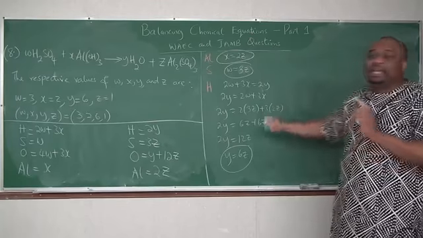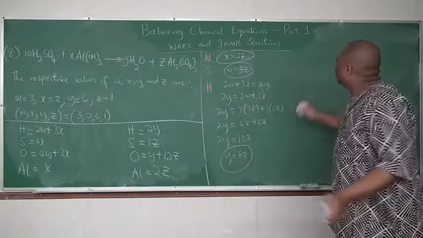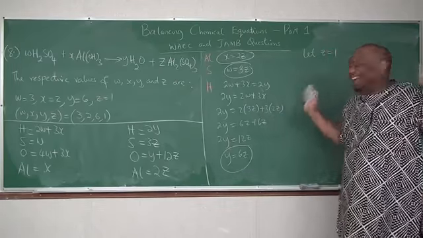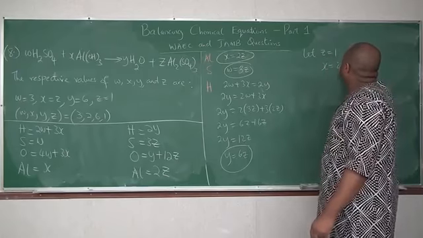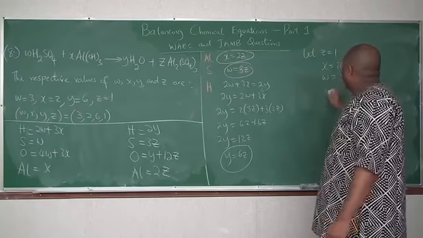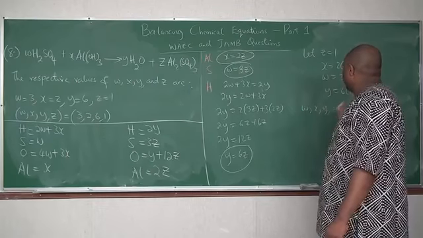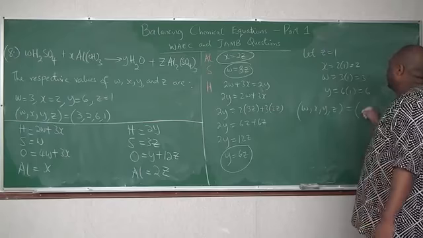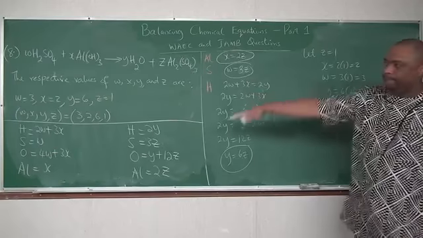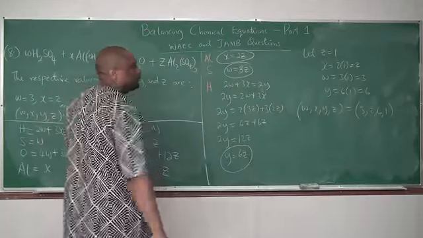So when you come over here and you see the only thing you need to use is oxygen, and it's still variable, it will still give you that. Just say, let Z be 1. If Z is 1, X will be 2 times 1, which is 2. W will be 3 times 1, which is 3. And Y will be 6 times 1, which is 6. So WXYZ will be 3, 2, 6, 1. That is it. That's how you do it.